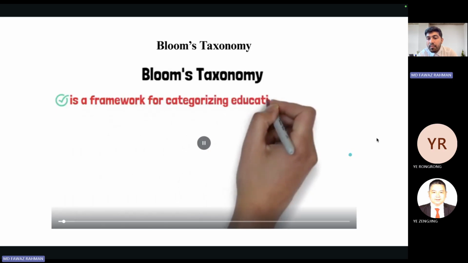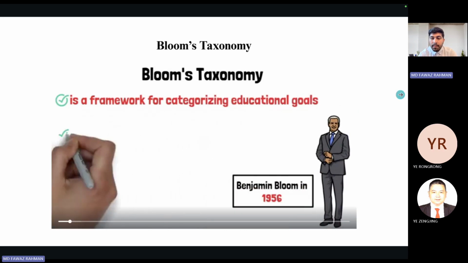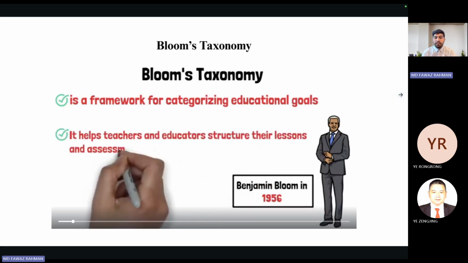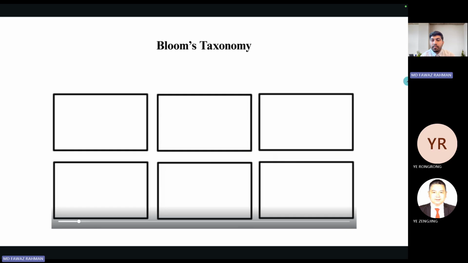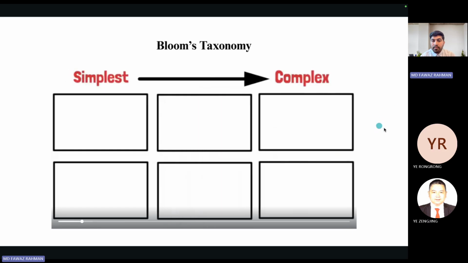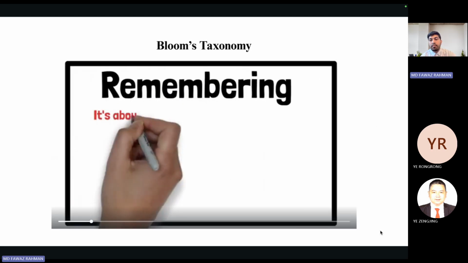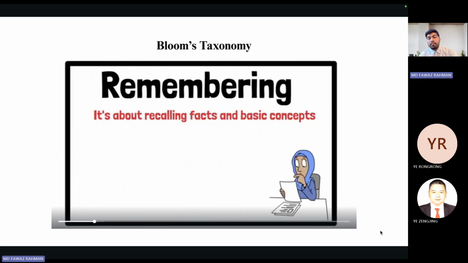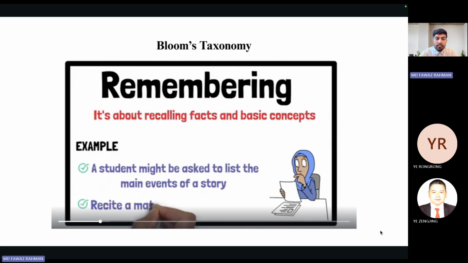framework for categorizing educational goals, created by Benjamin Bloom in 1956. It helps teachers and educators structure their lessons and assessments to encourage higher levels of thinking. The taxonomy has 6 levels, starting from the simplest to the most complex: remembering, understanding, applying, analyzing, evaluating, and creating. Remembering is the first level. It's about recalling facts and basic concepts. For example, a student might be asked to list the main events of a story or recite a mathematical formula. This stage is all about memorization and retention.